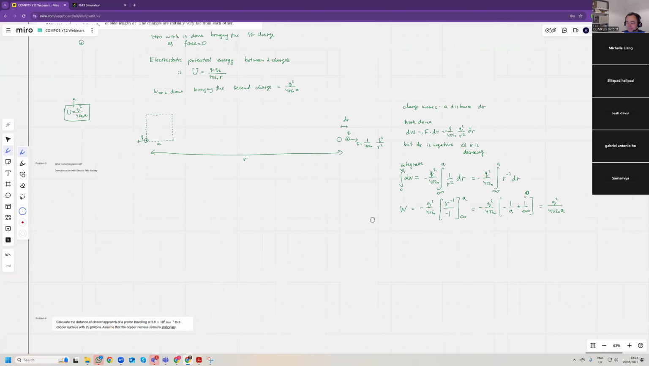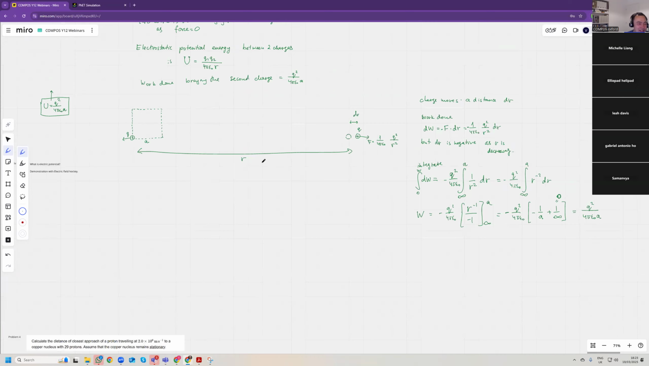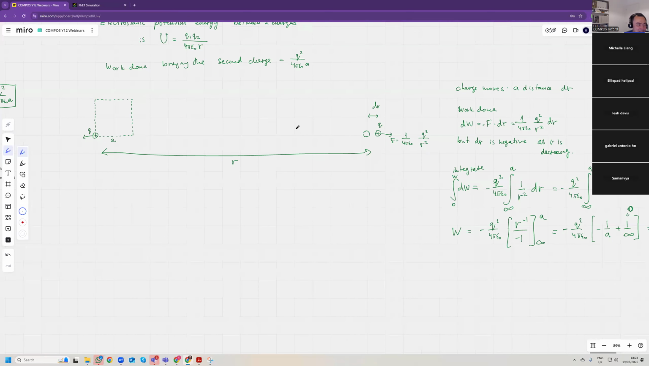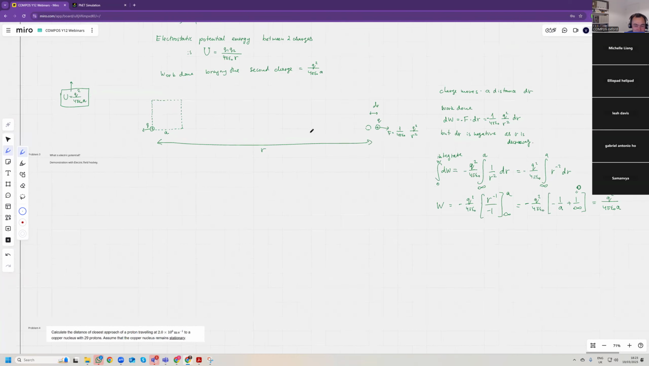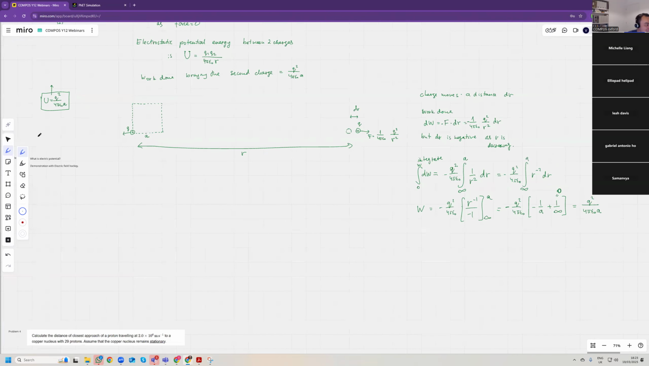How convinced are you on a scale of 0 to 10? Okay, this is the work done moving the second charge to the second corner.